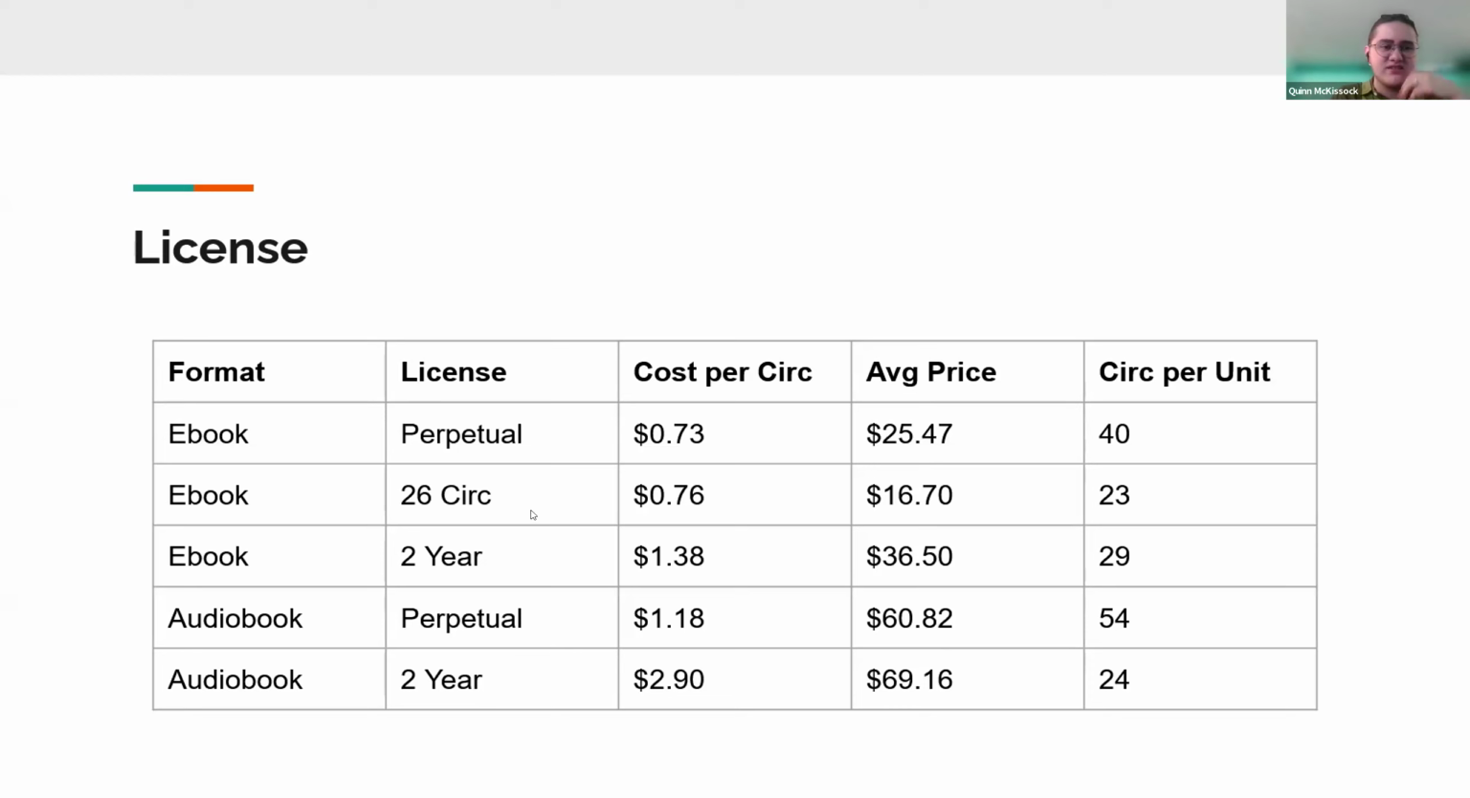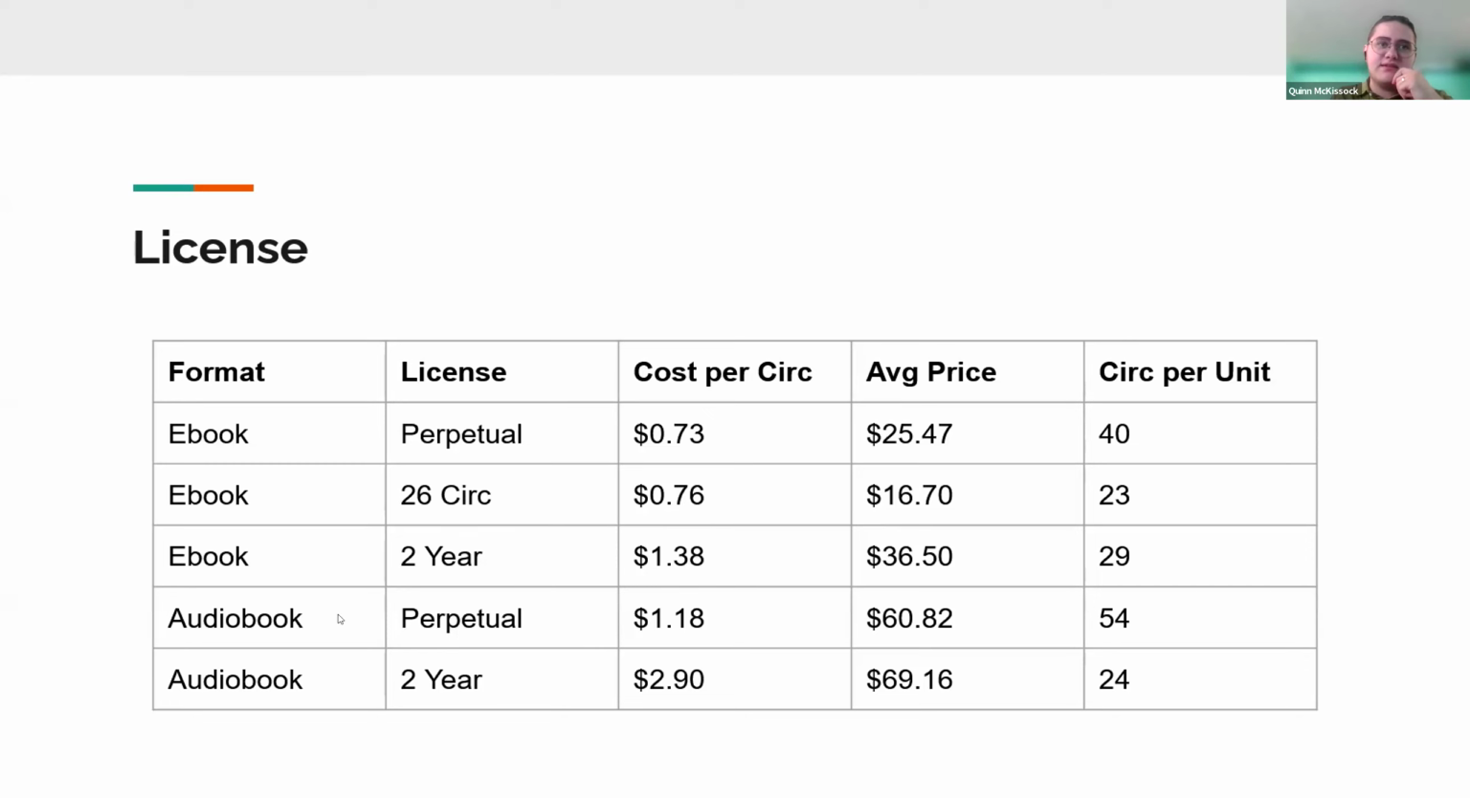I think the 26 circ gets a bad rap, right? Just this idea of, oh, it feels less fair to specify the number of circulations. But the 26 circulations, because they're so limited in their circulations, are actually priced a lot lower. So they end up being not too bad of a deal and a better deal compared to those 2 years.